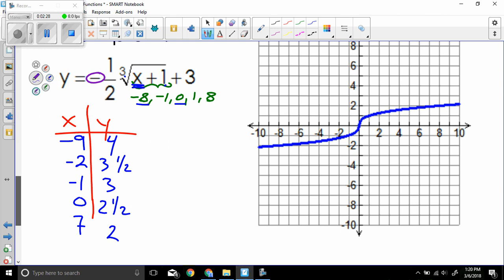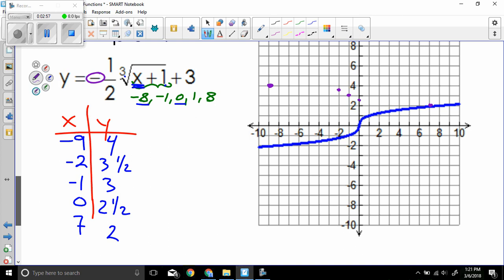Well, let's take this over here now. Let's graph it. So I have negative 9, positive 4, negative 2, 3 and a half, I should say, 1, 2, 3 and a half up here. Then I have negative 1, 3, 0, 2 and a half, and then 7, 2.